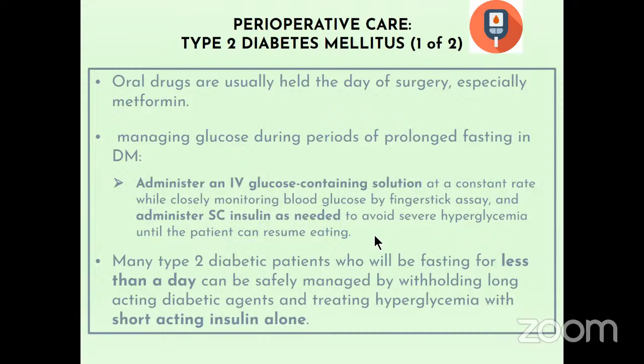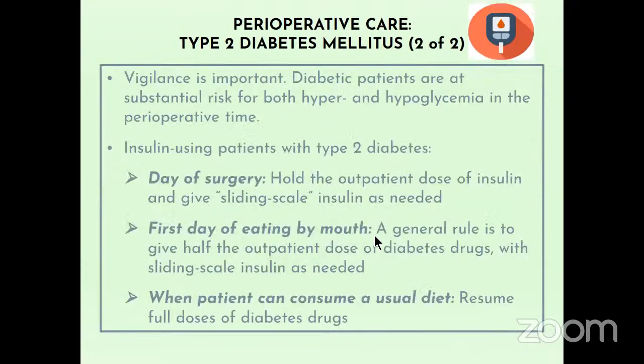Many type 2 diabetic patients will be fasting for less than 1 day. If the patient is fasting for less than 1 day, he can be safely managed by withholding only long-acting diabetic agents. We can treat his hyperglycemia with short-acting insulin only. Vigilance is important. Diabetic patients are at substantial risk for both hyper- and hypoglycemia in the perioperative time.